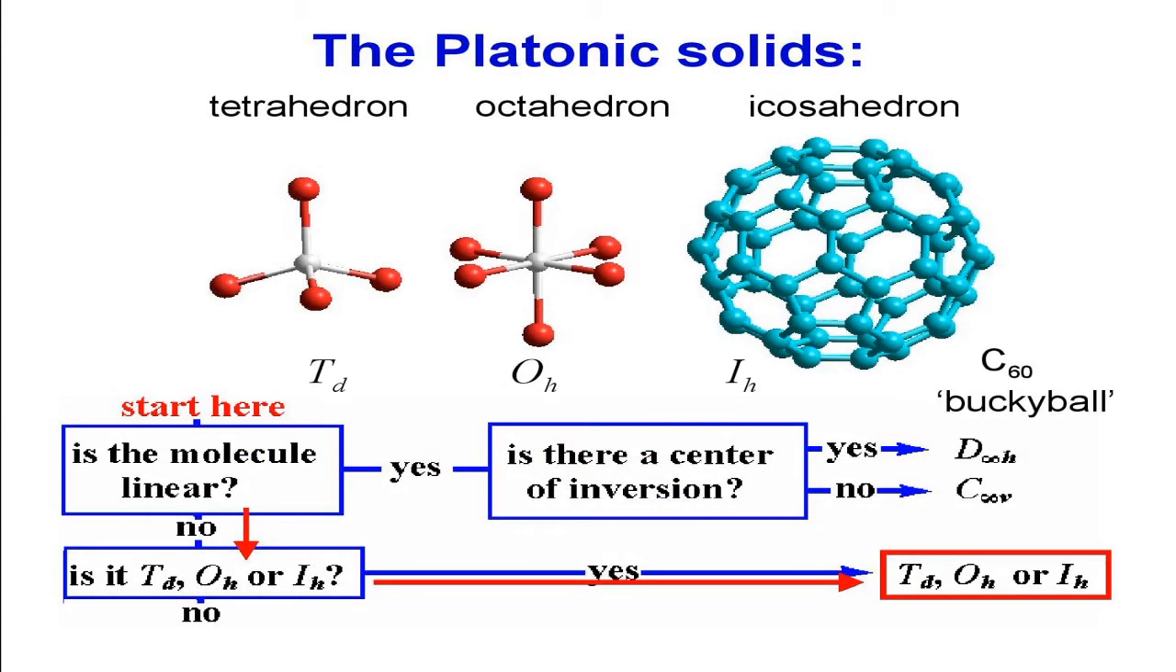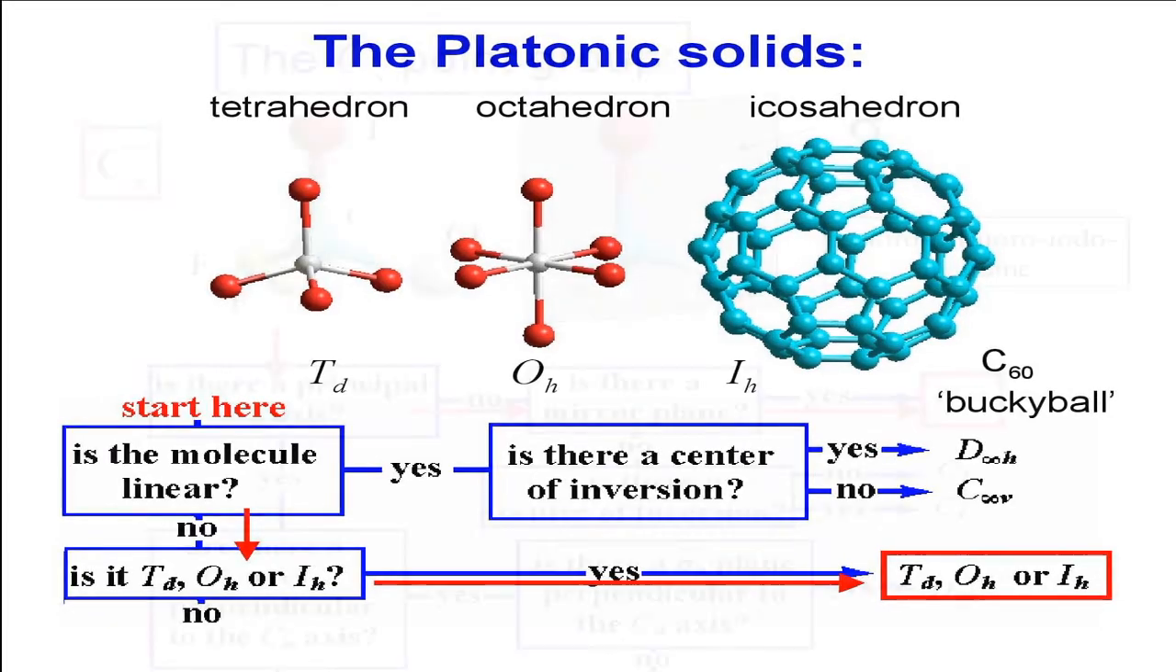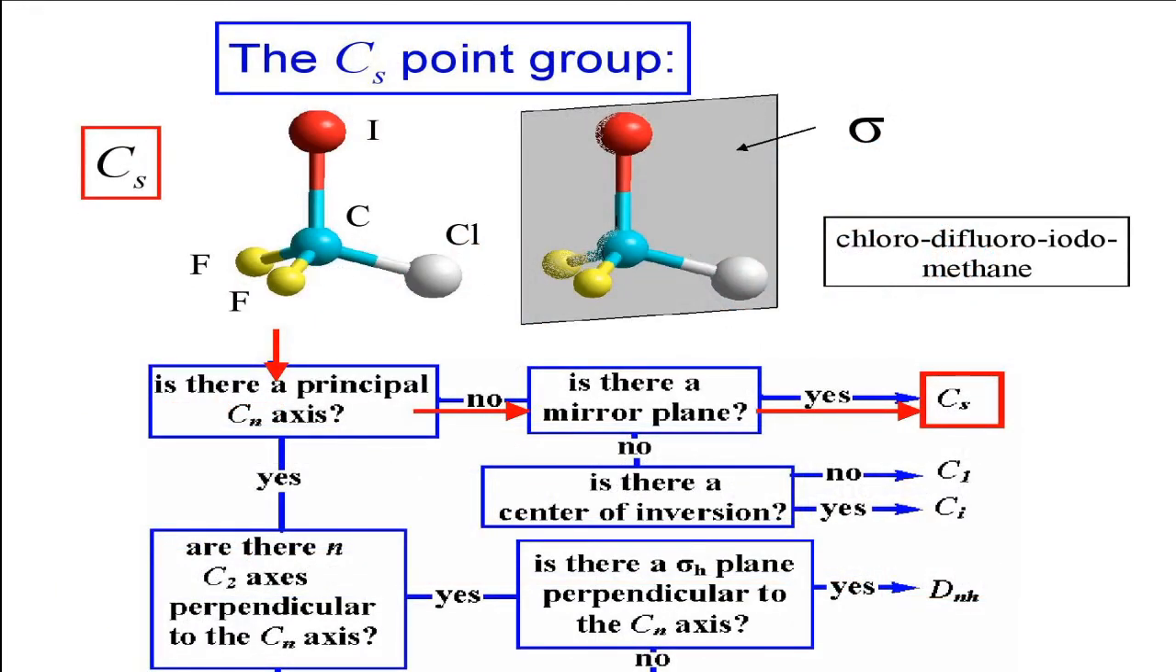Then the Platonic solids, we have already seen them, highly symmetric molecules. Tetrahedron means Td, octahedron means Oh, icosahedron means Ih. So according to the flow chart diagram, we can easily assign the point group of this particular molecule. Then move to the Cs point group.